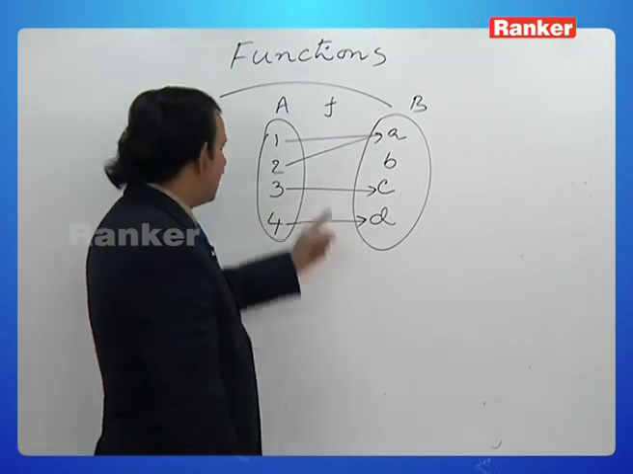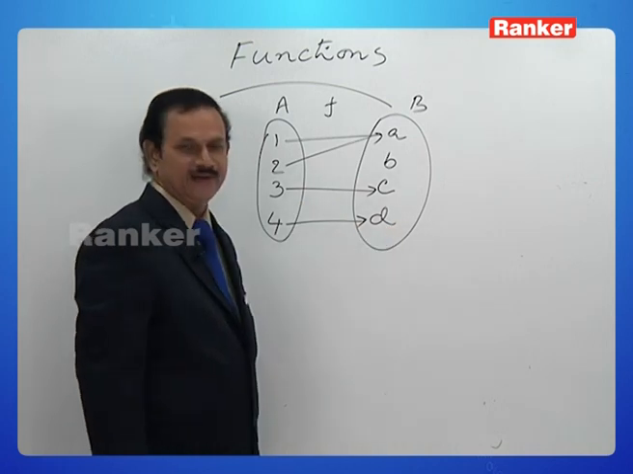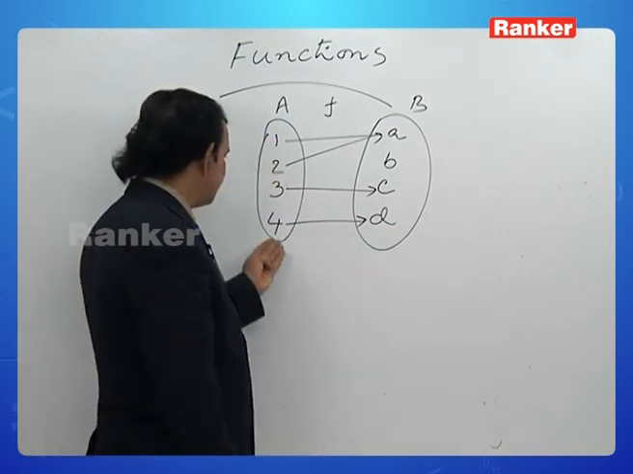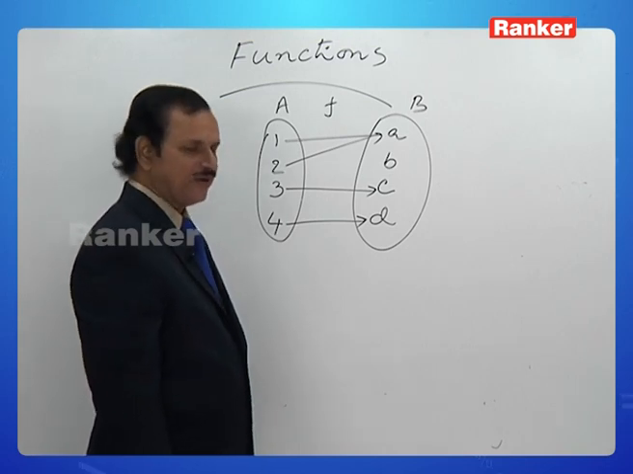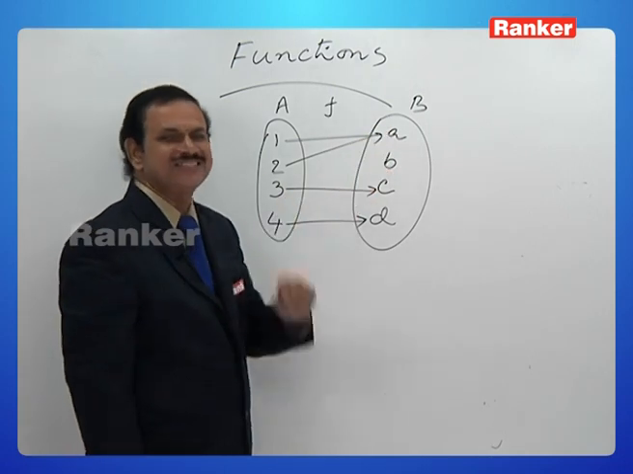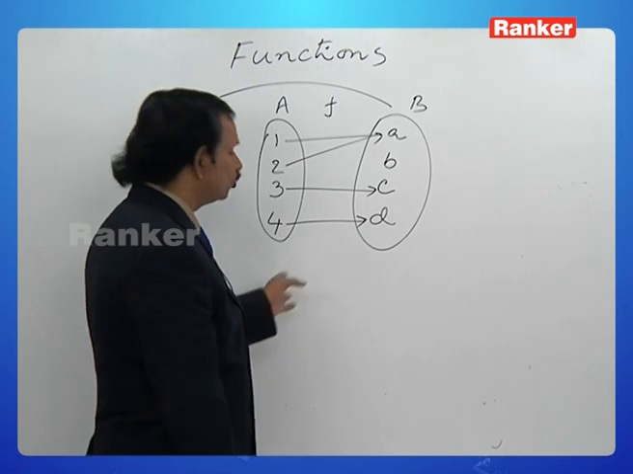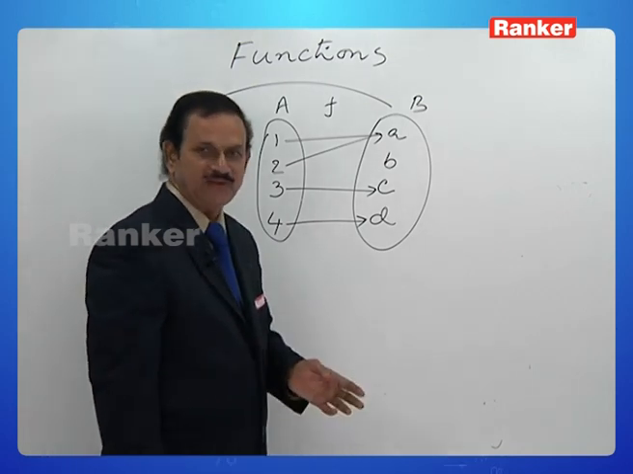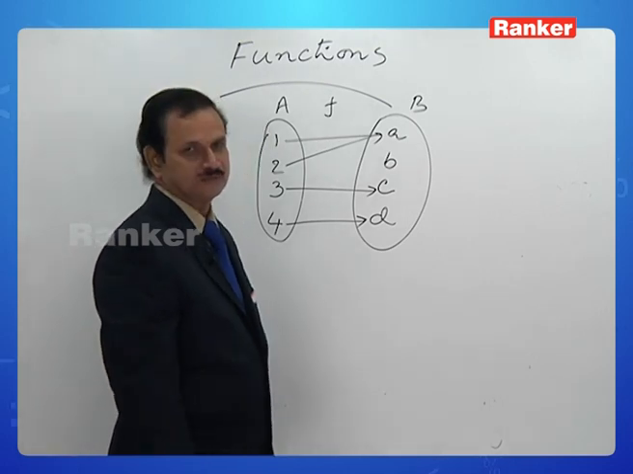Number 1, every element is related to some other element there. So, no element is kept empty here. Second point is, no one particular element is related to two things there. Those are the two special items. If these two conditions are satisfied, such a relation is said to be a function.